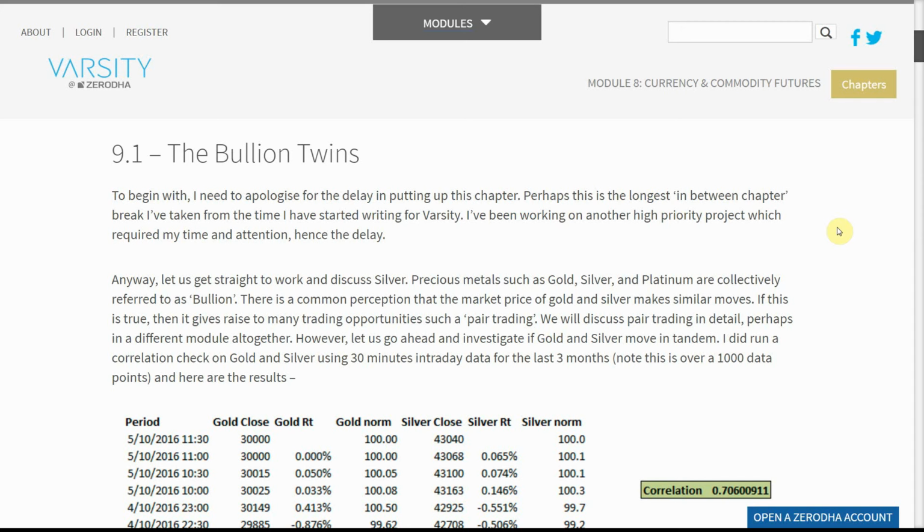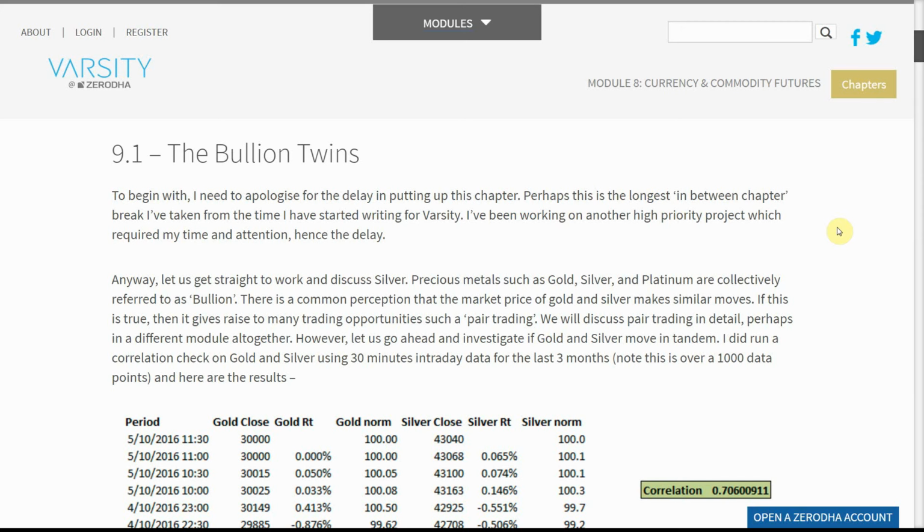Precious metals such as gold, silver, and platinum are collectively referred to as bullion. There is a common perception that the market price of gold and silver makes similar moves. If this is true, then it gives rise to many trading opportunities such as pair trading. We will discuss pair trading in detail, perhaps in a different module altogether. However, let us go ahead and investigate if gold and silver move in tandem.